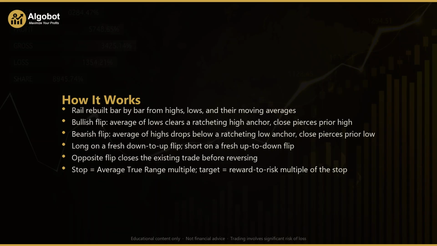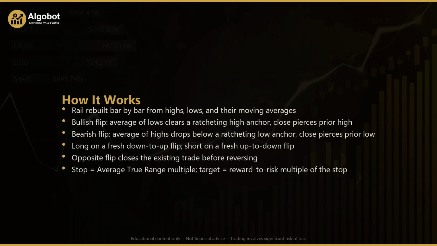Now for the trades. The strategy reads the rail's regime on the just closed bar and on the bar before it. If the regime was down and is now up, that's a fresh bullish flip. The expert advisor closes any open short and, if it isn't already long, opens a long position. If the regime was up and is now down, that's a fresh bearish flip, so it closes any open long and opens a short. Because the state is compared bar to bar, it only fires on the transition, entering once per regime change.